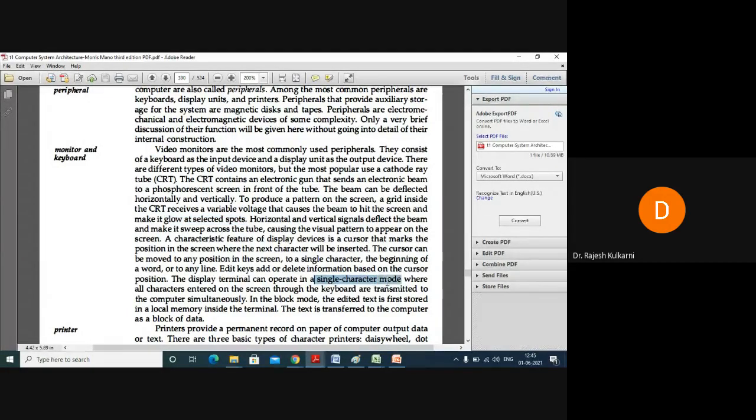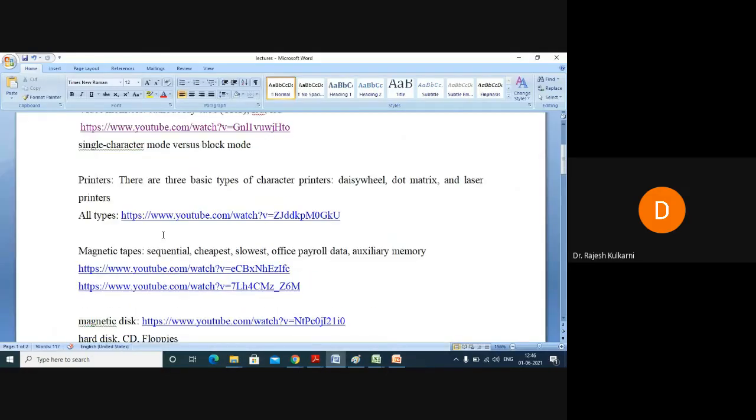Yeah. See, if your monitor or your terminal, your display device, is single character mode, then all the characters entered through the keyboard are simultaneously shown on the screen. If it is block mode, then the text is first stored in a local memory inside the terminal. Then the text is transferred to the computer. So I already told you this. I just want to confirm this with your syllabus content. And this is your syllabus book, Morris Mano's Computer System Architecture PDF, which is also there in your Google Classroom. Let us look at the printers now.